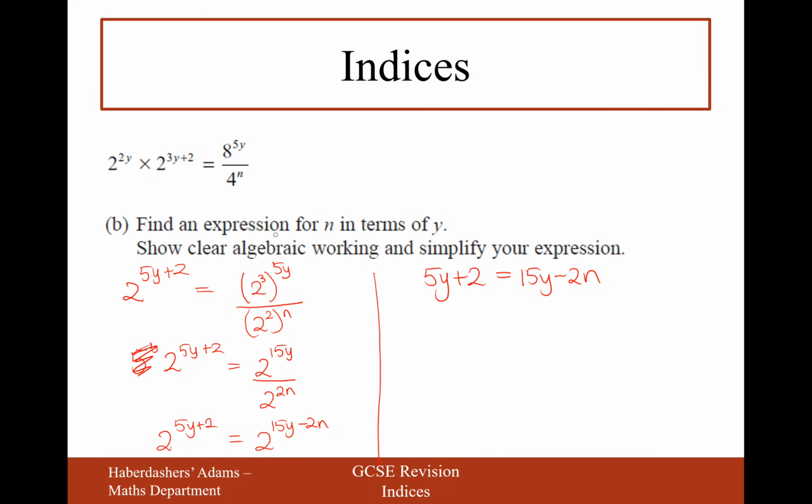Let's now rearrange this. We want to work out an expression for n in terms of y. So we'll move the n onto the left hand side, and we'll move everything else onto the right hand side. That will be 10y minus 2. And we'll divide by 2, so n is equal to 5y minus 1. Okay, so there we are. That's the answer to this question here then.